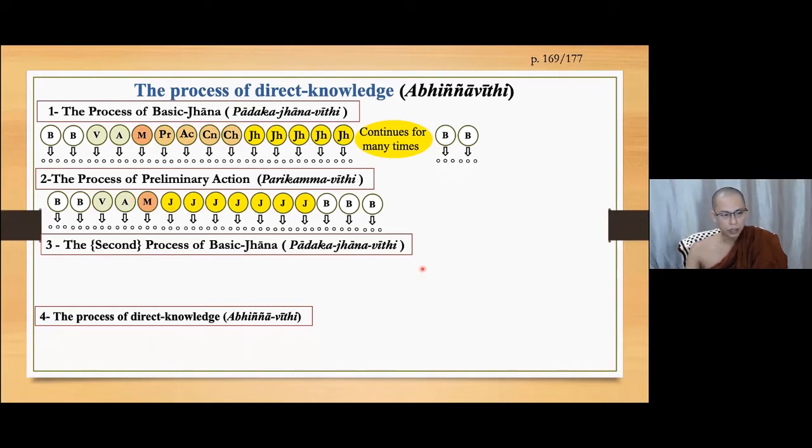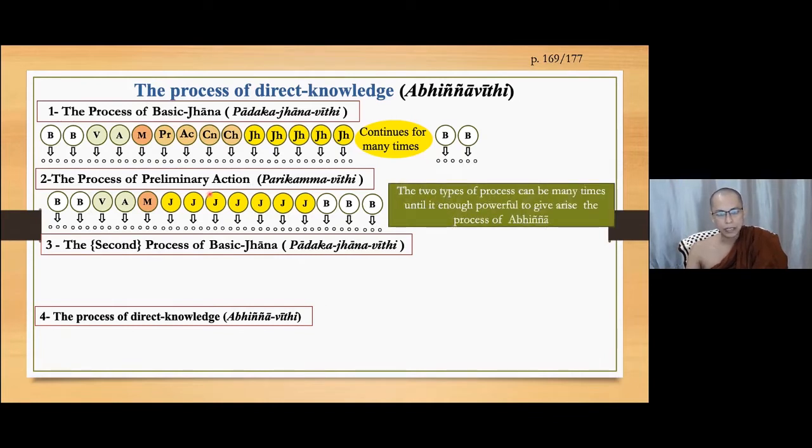So although it is mentioned only once in the texts, it can occur many times, as long as it is powerful enough. It must be powerful enough to give rise to the Abhidhamma process, to be the basis. Sometimes if it is not enough, again, you need to enter the Pannadhikalankara jhana.